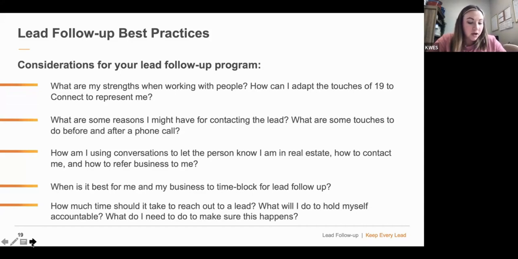For example, sending marketing information as the touch prior to a phone call. So for instance, if you do a monthly market update and you send it to those leads, then use that as a reason for your phone call. So you can say, hey, I wanted to let you know, I just sent you a market report. It has this, this, and this information in it. Did you get it? I wanted to make sure it didn't go to spam. Do you have any questions? It's just a good reason to call them if you don't have any other reason to call them. It opens up the conversation.